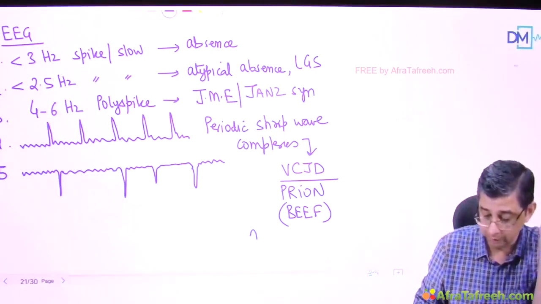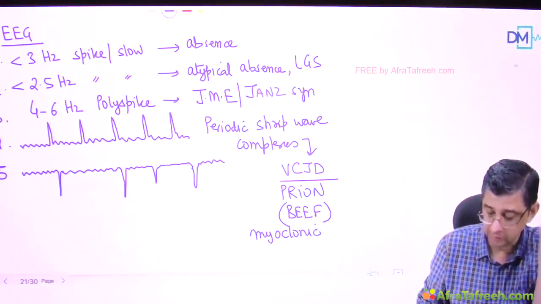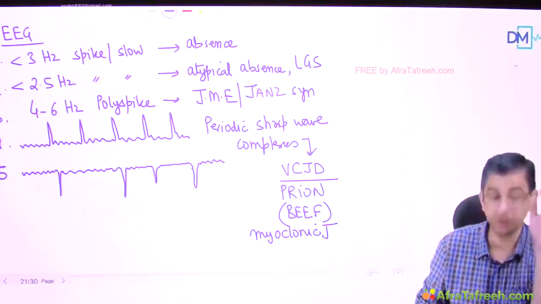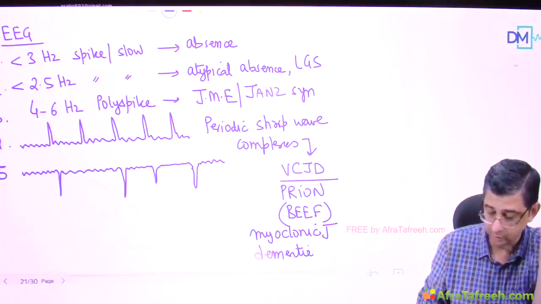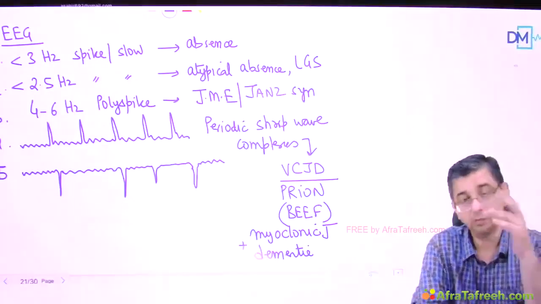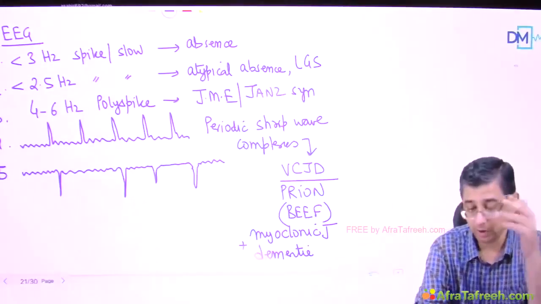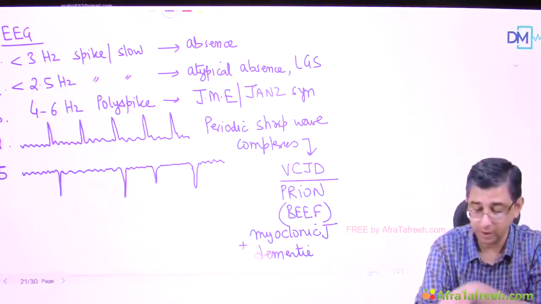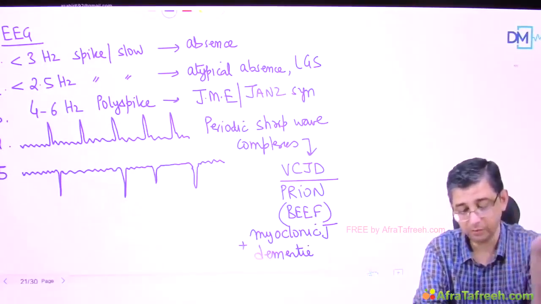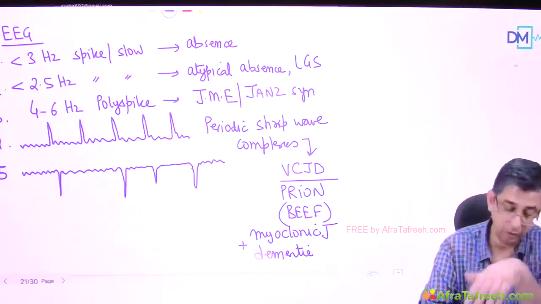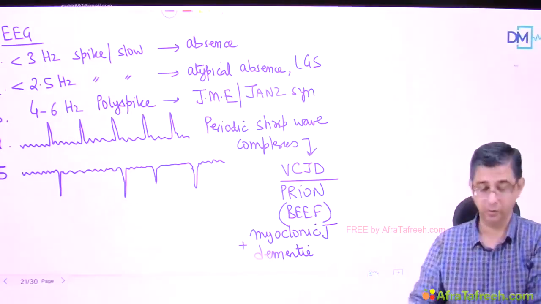So the clinical history of variant Creutzfeldt-Jakob disease would be beef given in the question. Even if it is not given, he will talk about myoclonic jerks in a chap with dementia. This is a combination that you need to remember. Like, you know that dementia plus chorea is Huntington's chorea. Similarly, I want you to remember myoclonic jerks plus dementia would be called variant Creutzfeldt-Jakob disease, that is periodic sharp wave complexes.